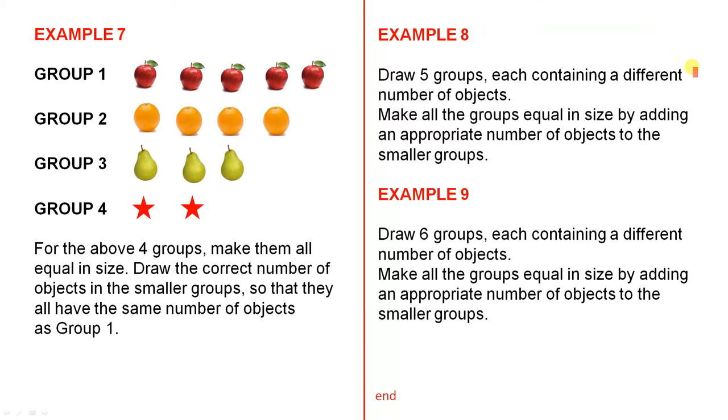Example 8. Draw 5 groups, each containing a different number of objects. Make all the groups equal in size by adding an appropriate number of objects to the smaller groups. And example 9. Draw 6 groups, each containing a different number of objects. Make all the groups equal in size by adding an appropriate number of objects to the smaller groups.